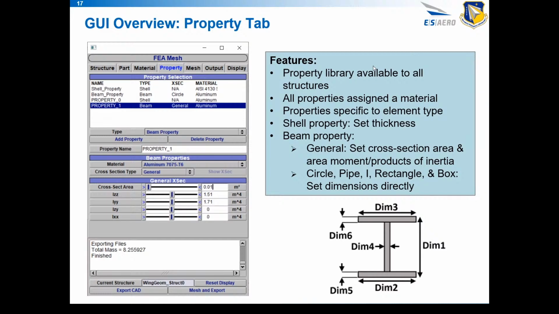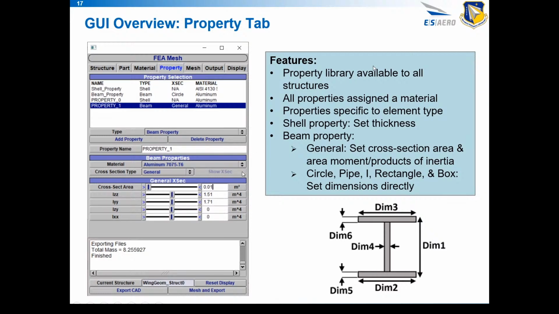Shell property, all it has is a thickness associated with it and the material, of course. Beam properties, we have a couple of different options. You could do a general cross-section type, which is going to be specified by its area, moments, and products of inertia. Or we have some standard types of circle, pipe, rectangle, box, things like that.